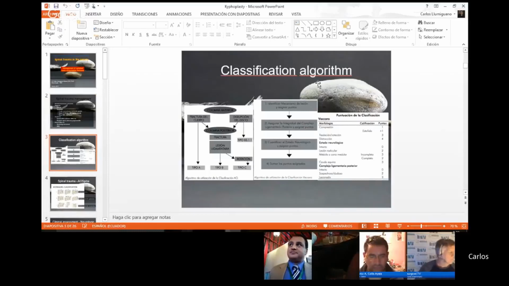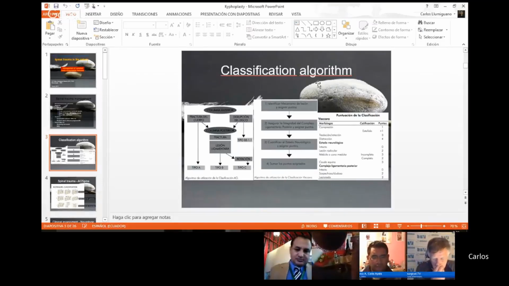What about the classification of the fracture? We can use the classification for the spine, which analyzes the anterior column and posterior column. We can see which types of fracture we have: type A, type B, type C, and each of them has its specific management.